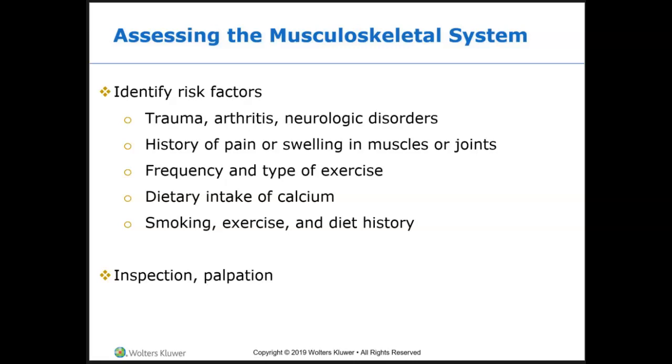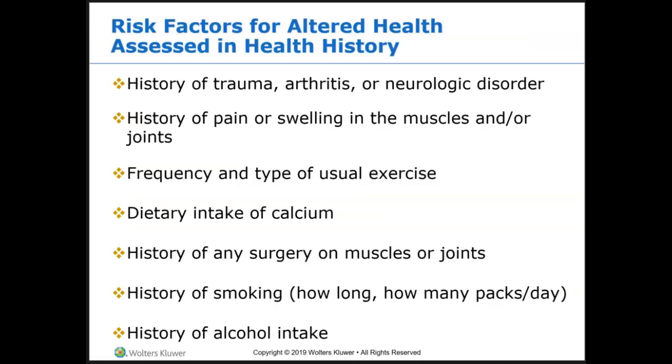Identifying risk factors. Has there been any trauma? Is there arthritis, neurological disorders, a history of pain or history of swelling of the muscles or joints? Do they exercise? What's the frequency and type of exercise? Do they take any supplements of calcium in their diet? What's their diet like? Do they smoke? What's their diet history? All of these things, right?